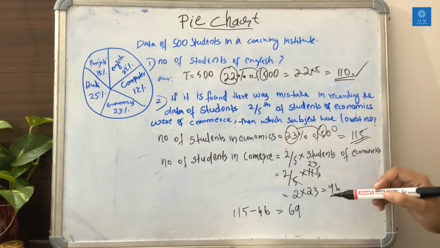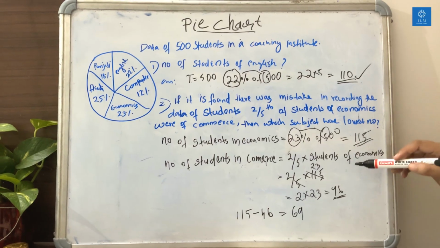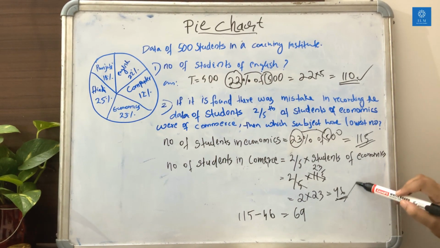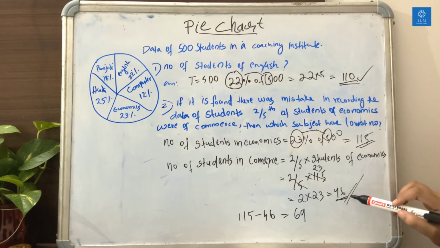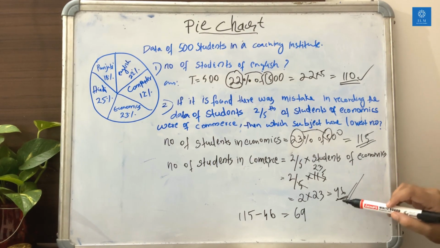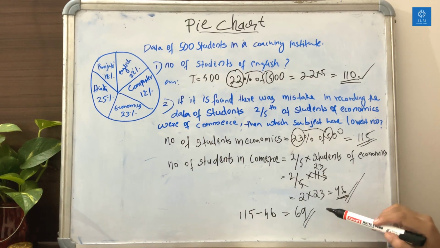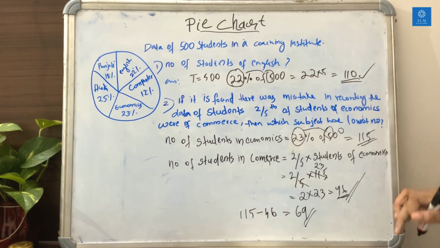So the question is which stream has the lowest number of students. That will be commerce, right? Commerce is the stream that has the lowest number of students. Commerce has 46 and economics has 69. So the answer will be commerce.